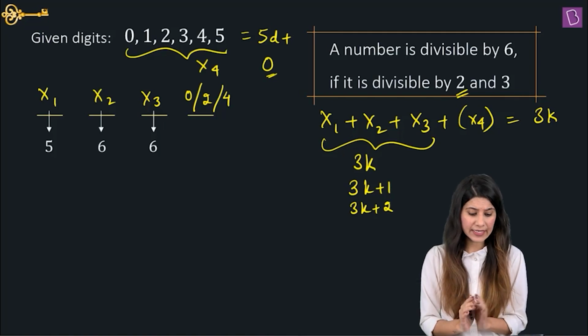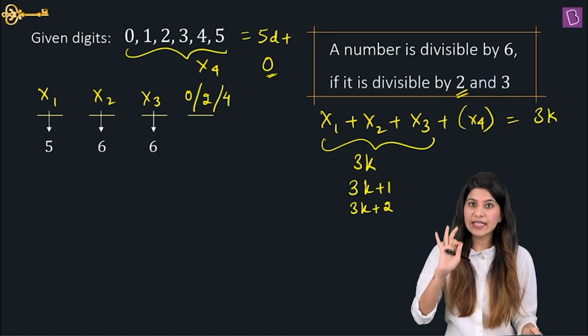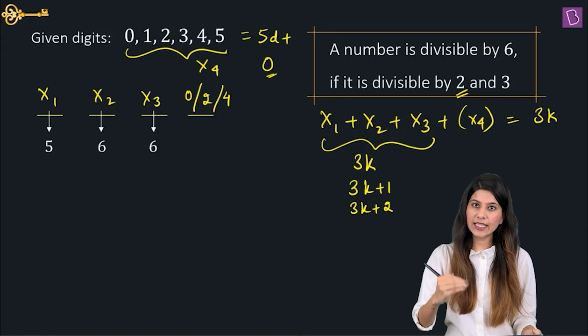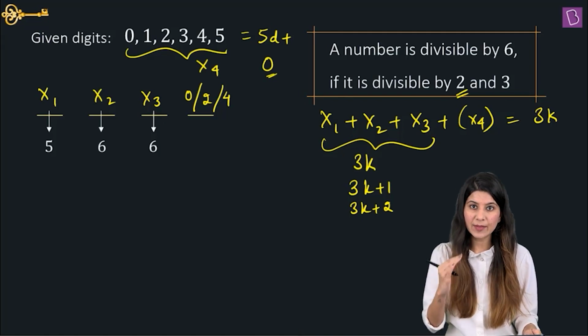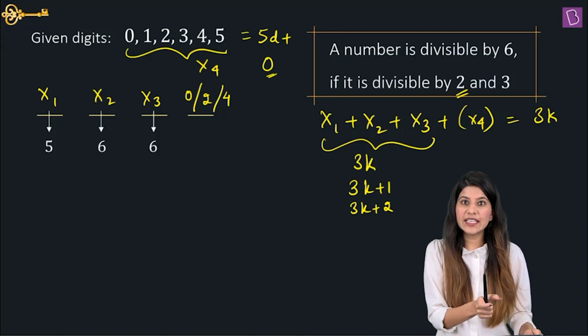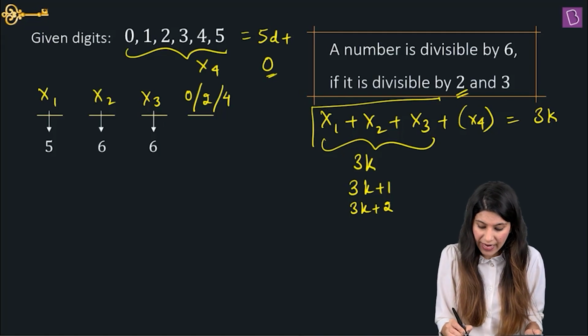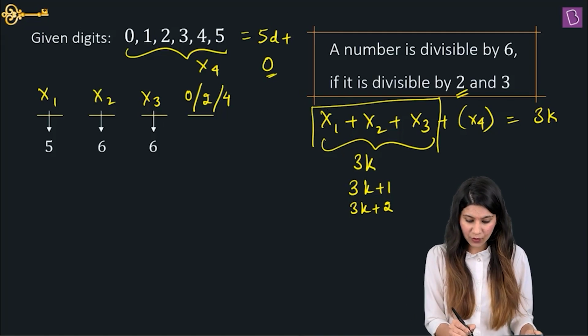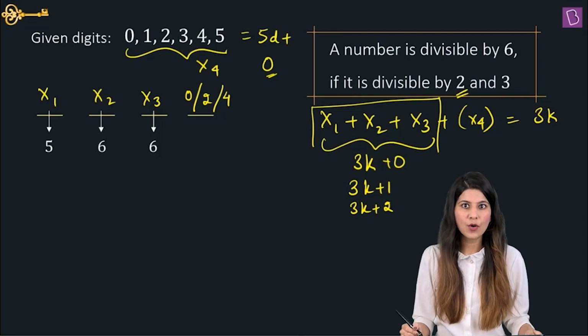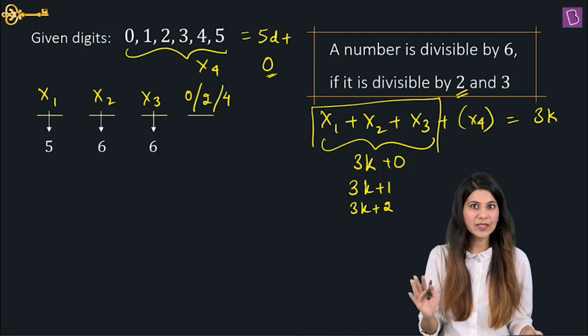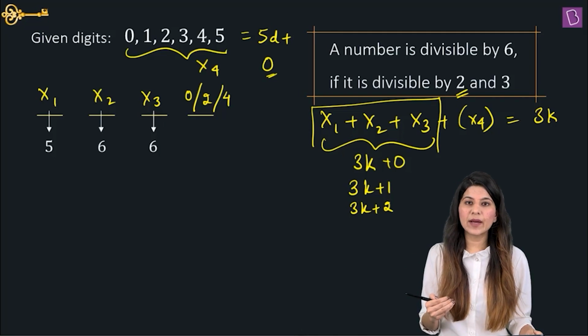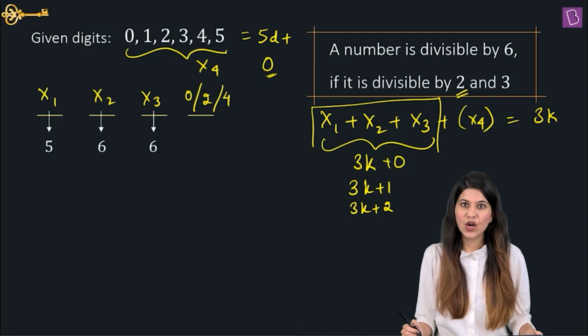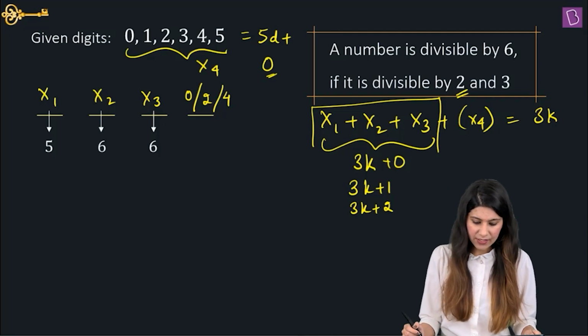Are you getting my point? The sum of these 3 digits can be exactly of 3 forms, either 3k, 3k plus 1 or 3k plus 2. That means if you divide the sum of these 3 numbers by 3, the remainder will be 0, or 1, or 2. The remainder cannot be 3 because again you can divide it by 3 and you'll get remainder 0. Okay, so these 3 numbers are there.